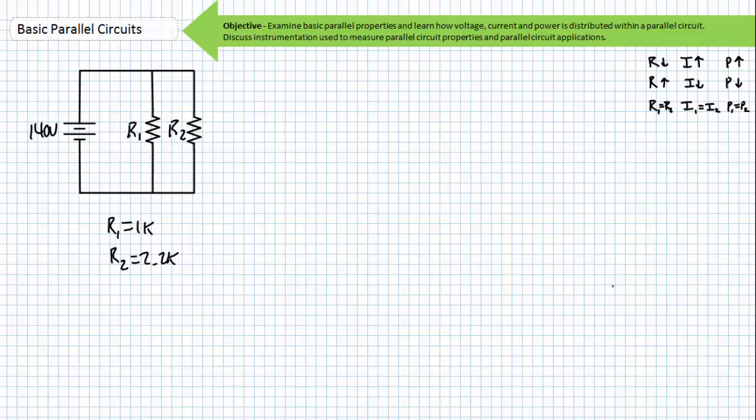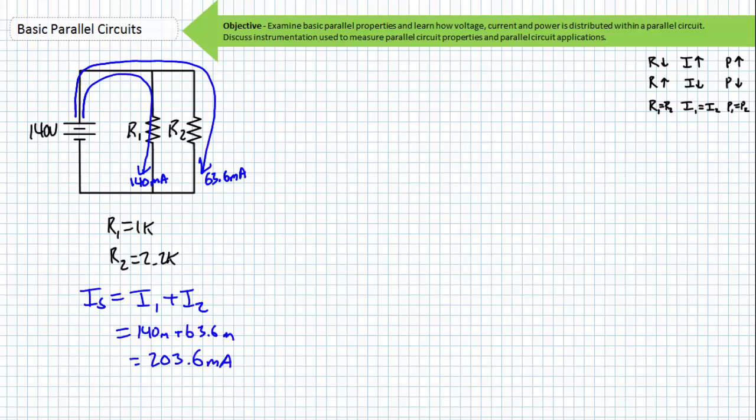Consider our first example scenario, in which the parallel combination of a 1 kilo ohm resistor and a 2.2 kilo ohm resistor is supplied by a 140 volt source. The 1 kilo ohm resistor is drawing 140 milliamperes of current from the source, and the 2.2 kilo ohm resistor is drawing approximately 63.6 milliamperes of current. It can be said that the source current is I1 plus I2, or approximately 203.6 milliamperes of current.